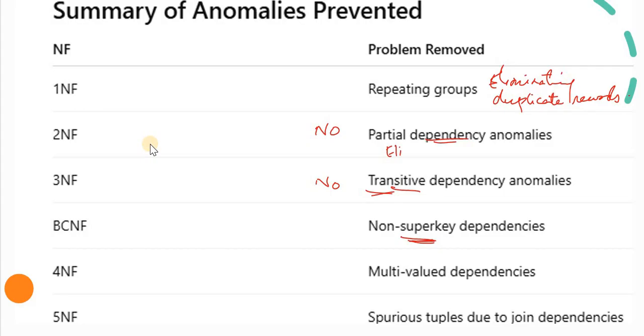So these are the different normal forms. First normal form eliminates duplicate records. Second normal form, no partial dependency. Third normal form, no transitive dependency. And BCNF, non-super key dependency is eliminated. In fourth normal form, multi-value dependency is eliminated. In fifth normal form, join dependency is eliminated. Thank you.